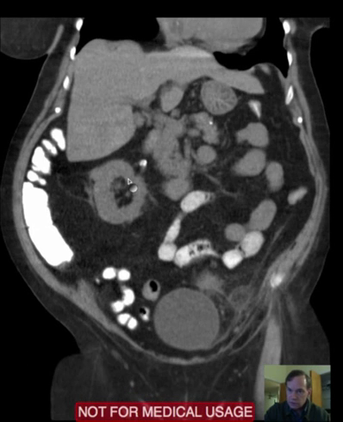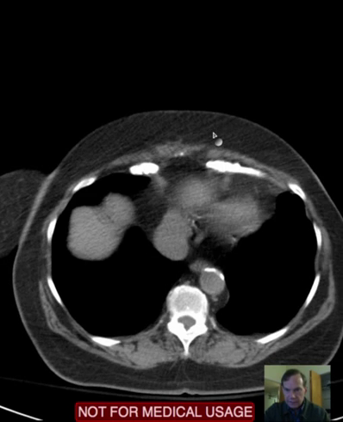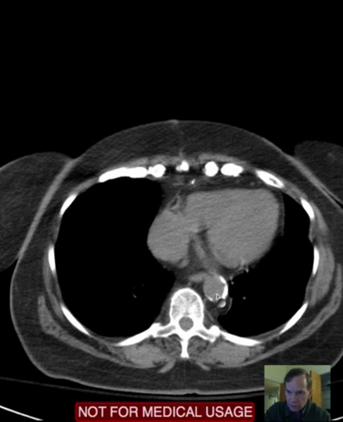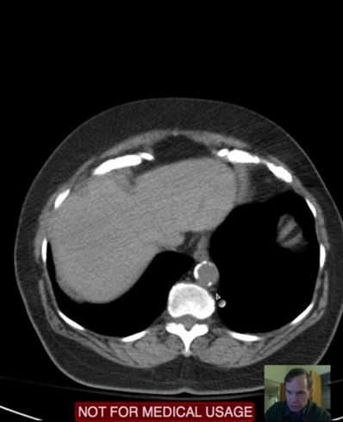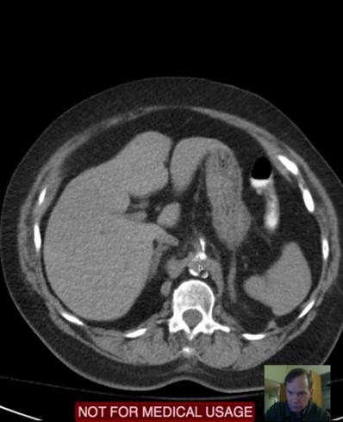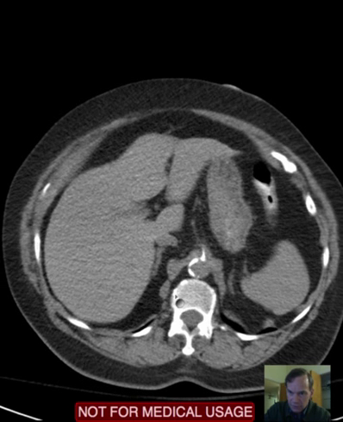The right kidney looks normal. And if we look at the lung bases, you have right atrium, right ventricle, left atrium, left ventricle. Here's the descending thoracic aorta, which becomes the abdominal aorta when you get through the level of the diaphragm. And these are the diaphragmatic crura.